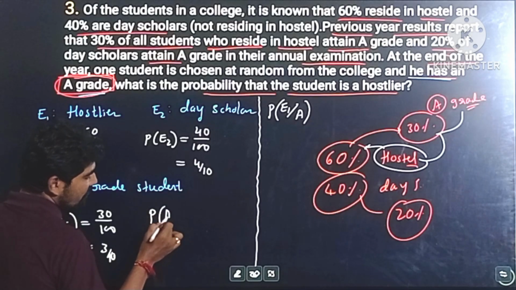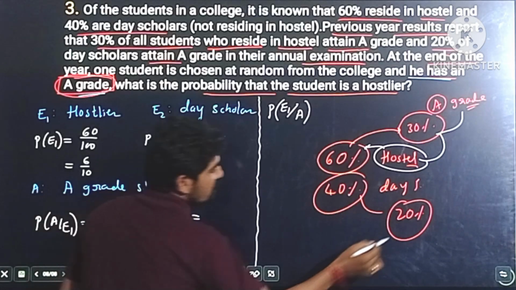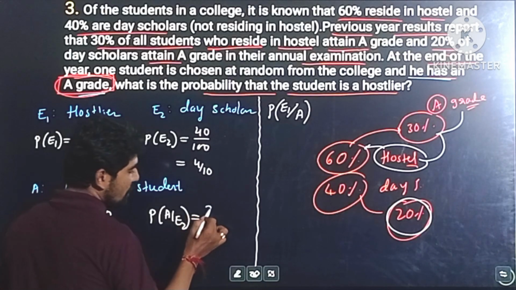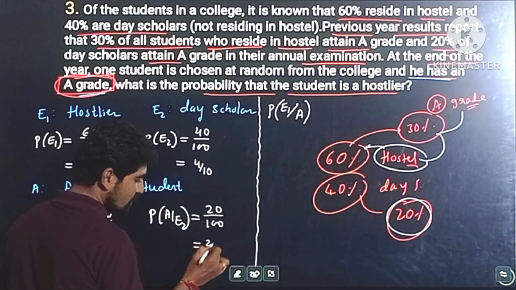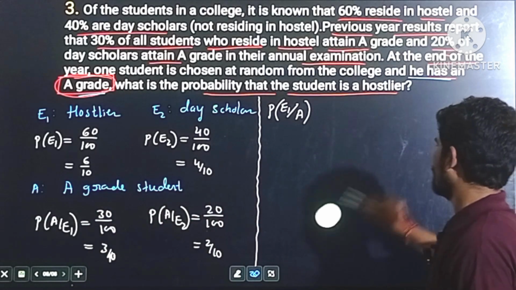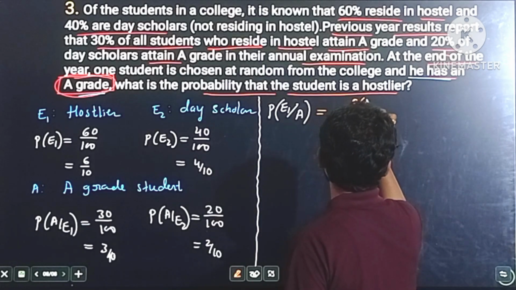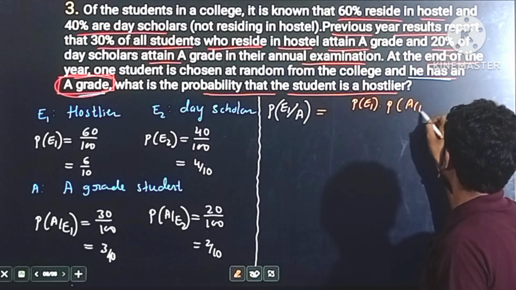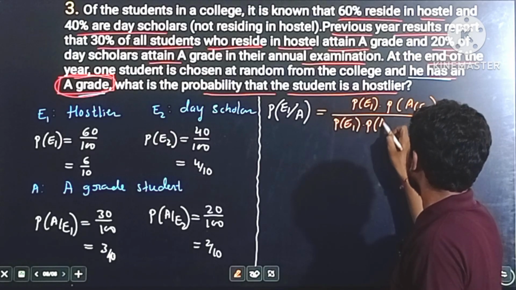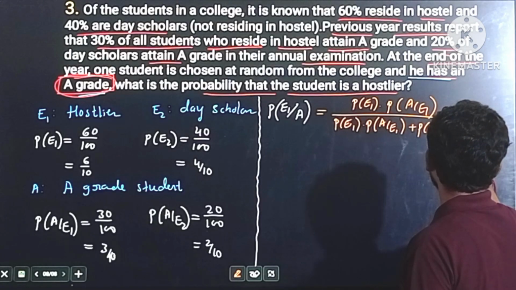Similarly probability of A given E2 is the probability of an A grade student among day scholars. 20% of the day scholar students attain A grade. Therefore probability of A given E2 is 20 by 100, which equals 2 by 10. And we know the formula for probability of E1 given A: it equals probability of E1 times probability of A given E1, divided by probability of E1 times probability of A given E1 plus probability of E2 times probability of A given E2.